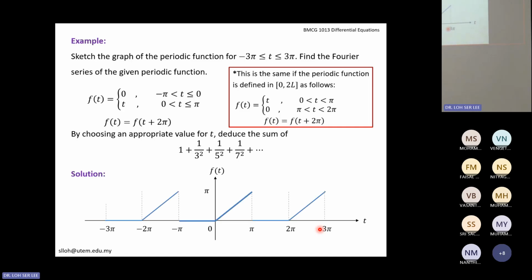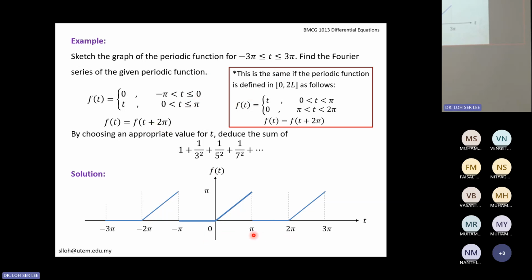Sketch the graph from -3 pi up to 3 pi for this periodic function. So this one from -pi up to 0, you have 0. 0 is a constant, so a horizontal line. 0 up to pi, we have t. So if this is pi, this is also pi, because this is t, something like y equals x.